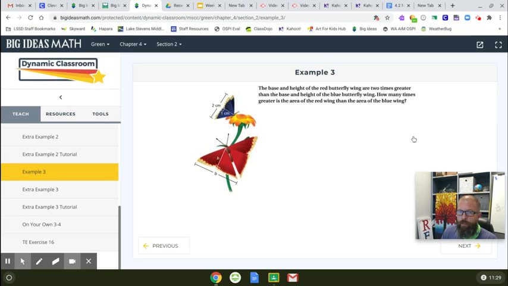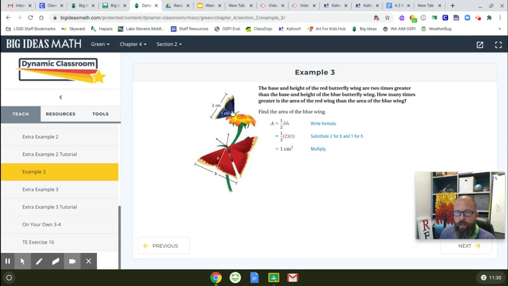So we have a couple things we have to figure out. First, we need to find the area of the blue. So we take 1/2 times the base times the height, or base times the height divided by 2, which is the same thing. Substitute the 2 and the 1. So we have the base and the height, 2 times 1, which is 2. And then divided by 2 or times 1/2 gives us 1 centimeter squared. That's the area of this butterfly wing, 1 centimeter squared, because 2 times 1 is 2, divided by 2 or cut in half is 1.